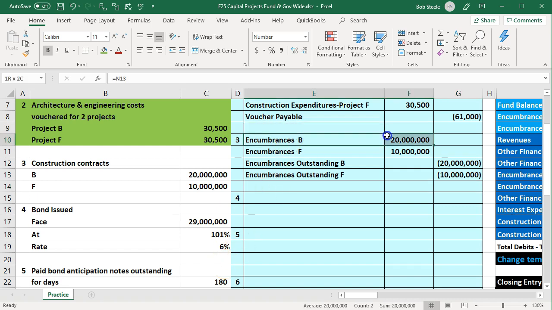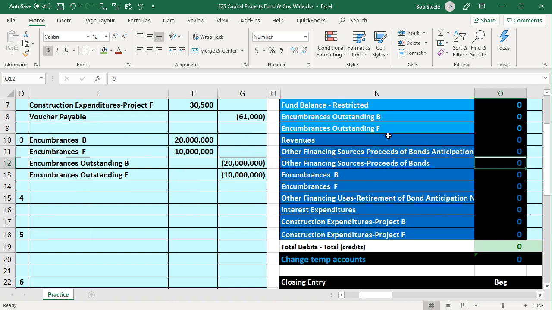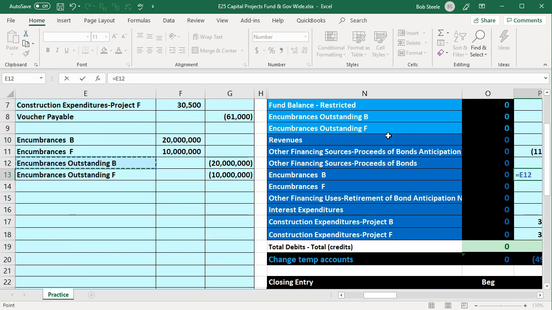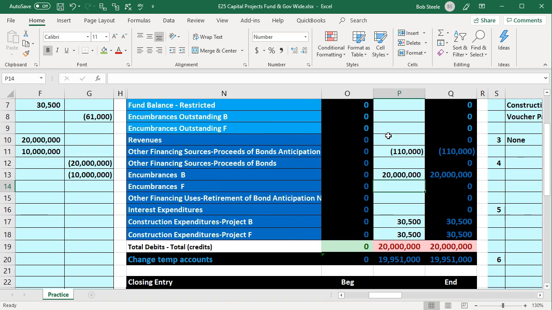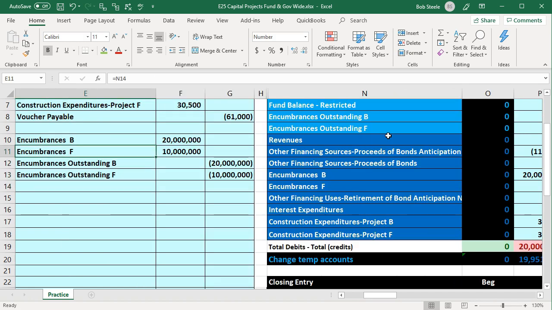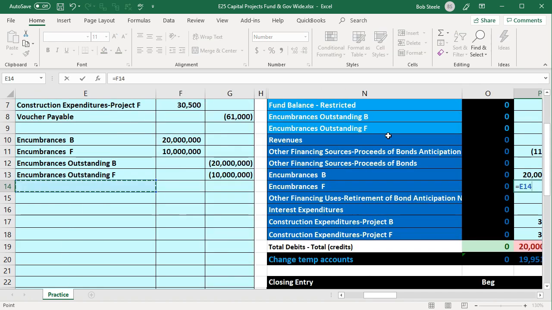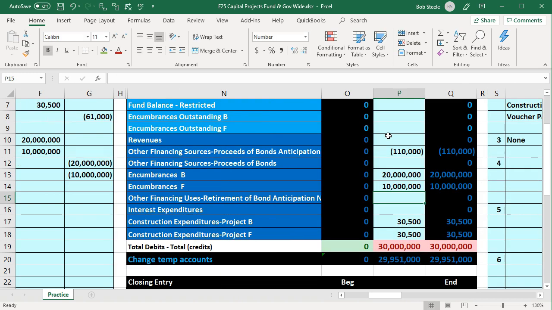So we got the encumbrances for B. Let's go and post that one first. We're in encumbrances. That's in N, and we want to be in P13. P13 equals, scrolling back over to the 20,000 so that we increase that amount. Then we're in encumbrances for F. So then we want encumbrances for F. We're in P14 equals, scrolling back over, we want the 10 million.